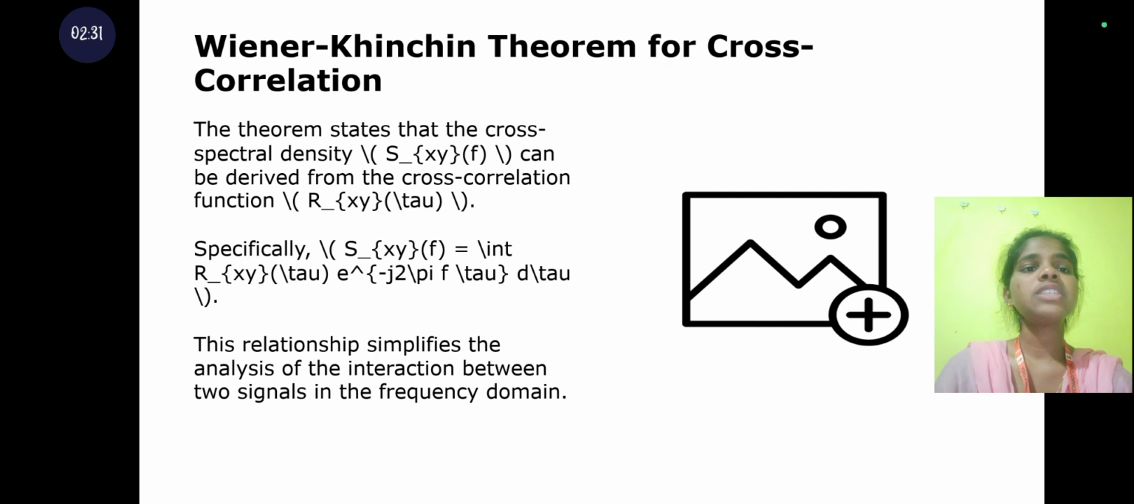Wiener-Khinchin for cross correlation. The theorem states that cross spectral density can be derived from the cross correlation function, specifically S_xy(f) = the integral of R_xy(tau) e^(-j2 pi f tau) d tau. This relationship simplifies the analysis of the interaction between two signals in the frequency domain.